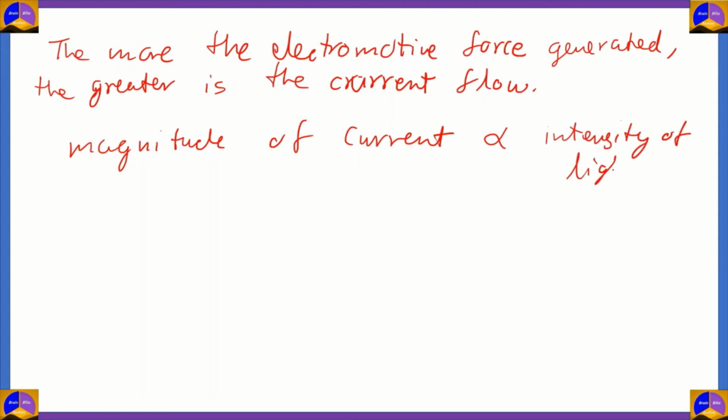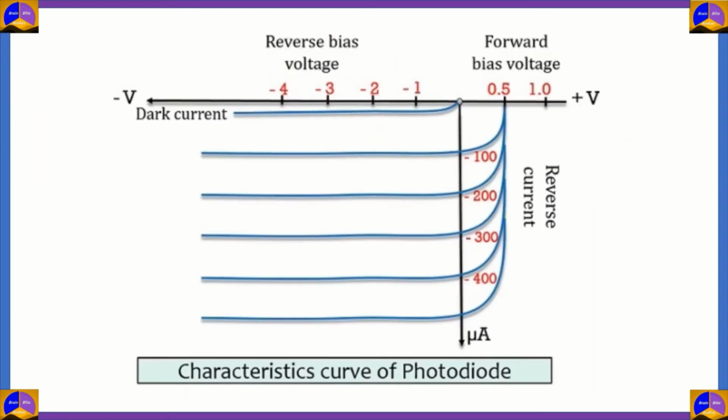of light. Now, if you look at VI characteristics, you can see that the reverse current is observed in a photodiode, and the photodiode reverse current is dependent on the intensity of light. So if the light intensity increases, then the reverse current becomes more negative, minus 100, minus 200, minus 300, minus 400, etc. Now, if there is nothing falling on the photodiode, then there is a normal current which is present in trace amounts known as dark current.